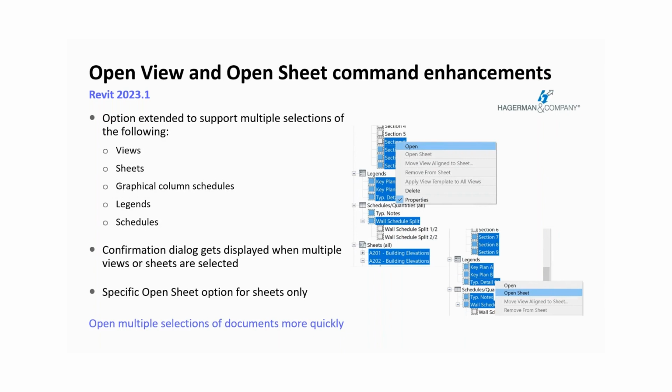The open view command has been extended to support multiple selections of views, sheets, graphical column schedules, legends, and schedules. So this means you can control or shift select any views, sheets, graphical column schedules, legends, and schedules in the project browser you need opened, right-click, select open, and all the selected views will instantly open for you.